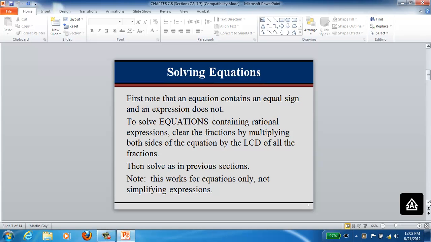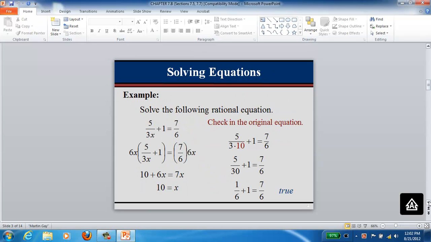To solve equations containing rational expressions, you clear the fractions by multiplying both sides of the equation by the least common denominator of all the fractions. Then solve as in previous sections. Note this works for equations only, not simplifying rational expressions.